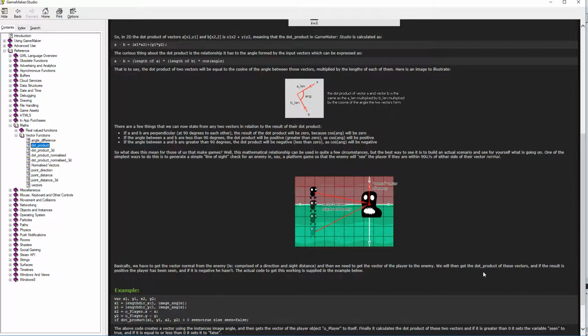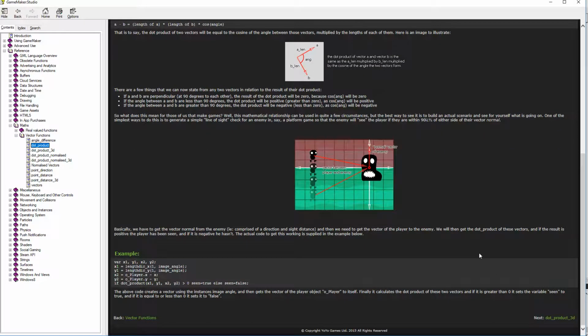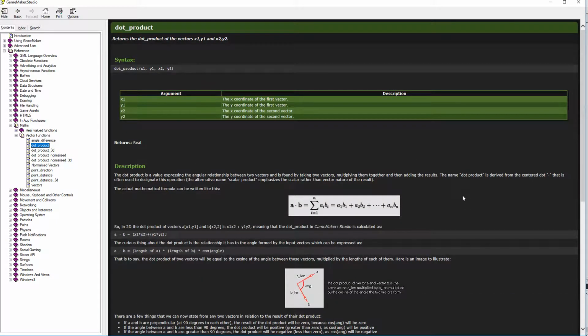Basically, we have to get the vector normal from the enemy, and then we need to get the vector of the player to the enemy. We will then get the dot product of these vectors, and if the result is positive, the player has been seen. If it is negative, he hasn't. The actual code to get this working is supplied in the example below. It's simply to see whether or not it's at a certain angle.